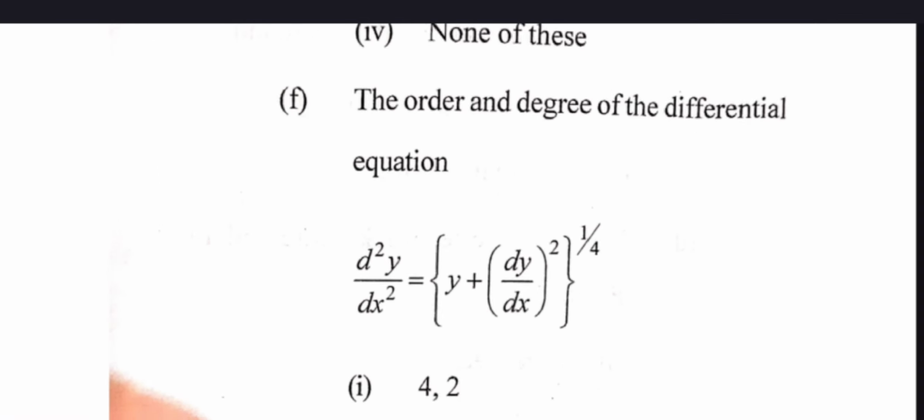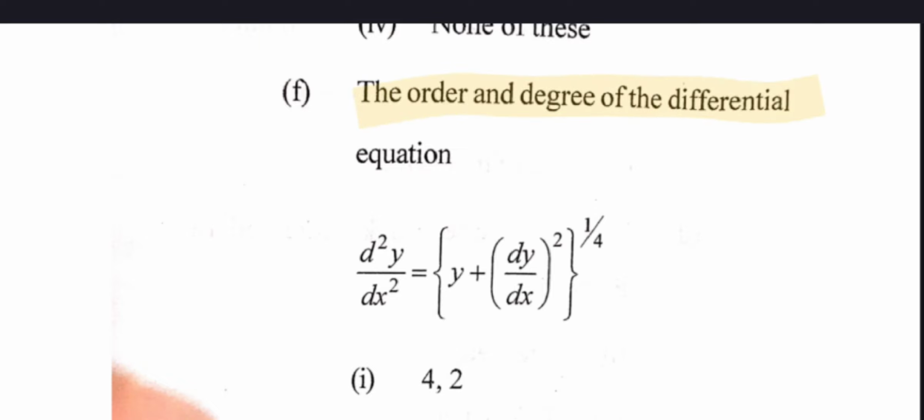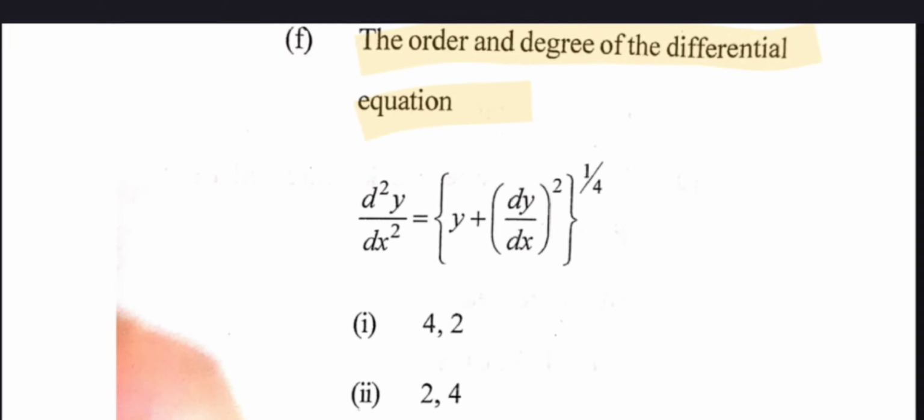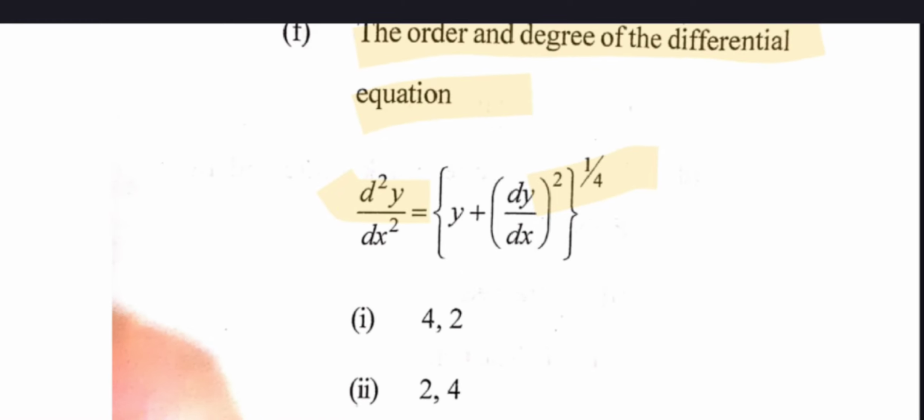Next question you see, the order and degree of the differential equation. So he asks order and degree. So you see this and this. Answer this, order and degree. I will give you 5 seconds. So see this, this is 2. So 2 is here and 4 is here. So 2, 4 is correct.